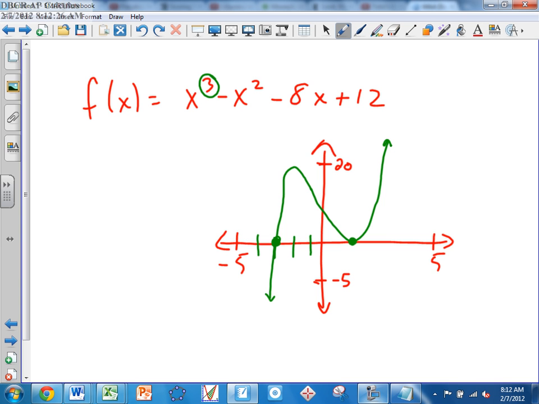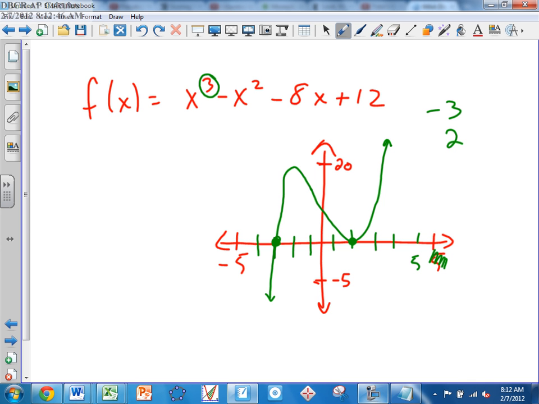So I see I have a root here at negative 3. I have another root here at 2. Okay? I have a root at negative 3 and at 2. So where's the third root? That's the question we have to ask ourselves. Okay. You know what? We don't know what it is. But we do know that these are roots.